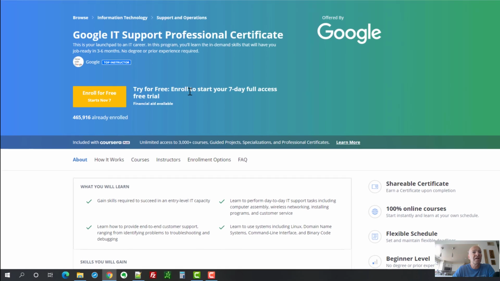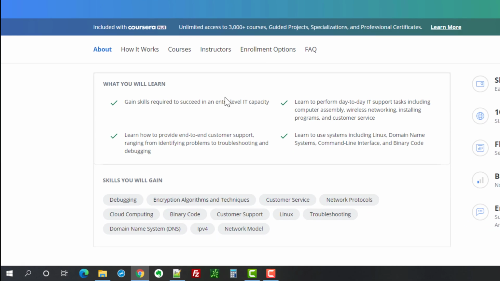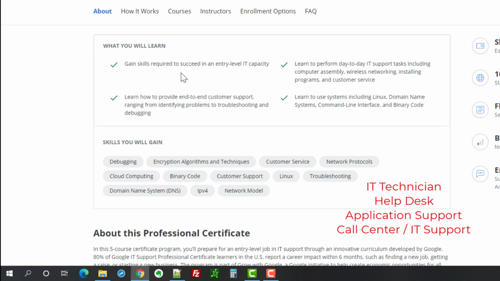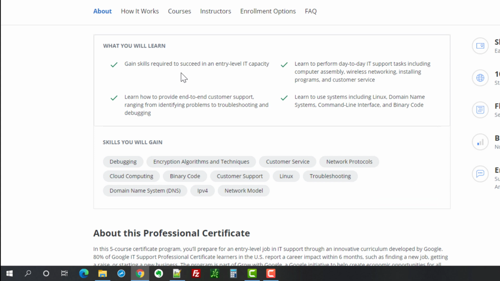So let's take a look at what we get here. First of all, you will learn about the skills required to succeed in an entry-level IT capacity. So this is an entry-level IT certification for when you want to start in a help desk type of capacity, tech support, be it on the phone or in person. So think about it, a level one or tier one, maybe a little bit of level two, tier two.